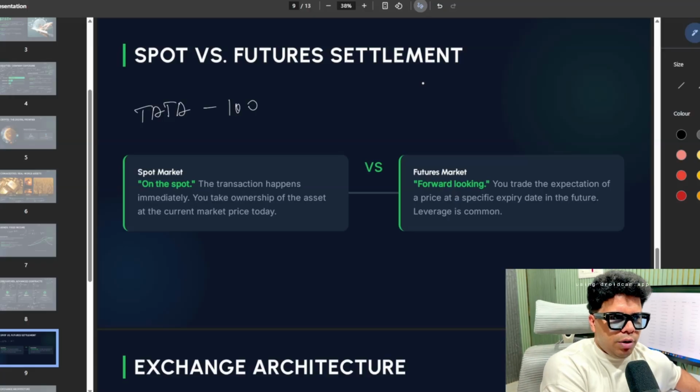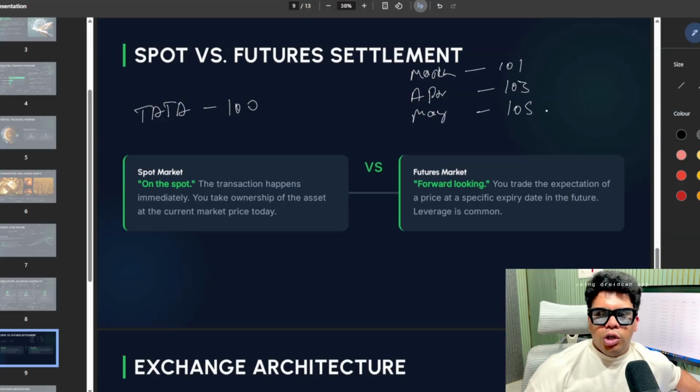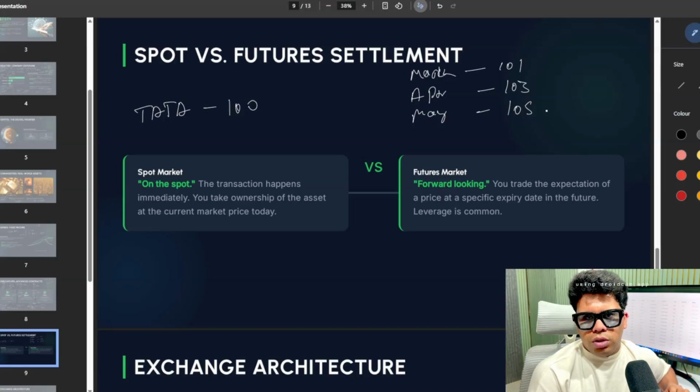For example, if you're buying Tata for the March month future, it may be running at 101 rupees, but when you come to the April month future, it's running at 103 rupees, and the May month future is running at 105 rupees. You must give the higher value. The spot price is different from the futures. Futures are always higher than the spot price, because you're using a privilege, the leverage.